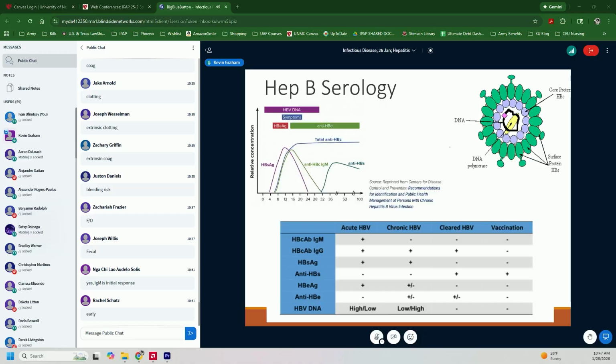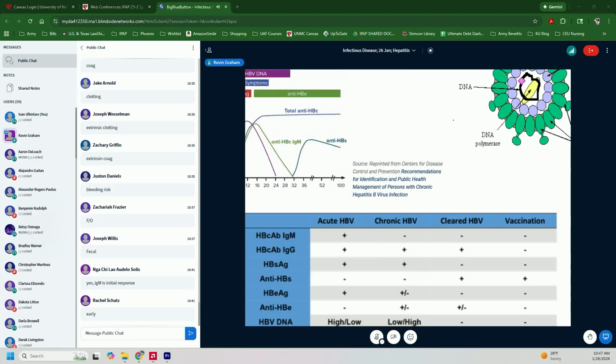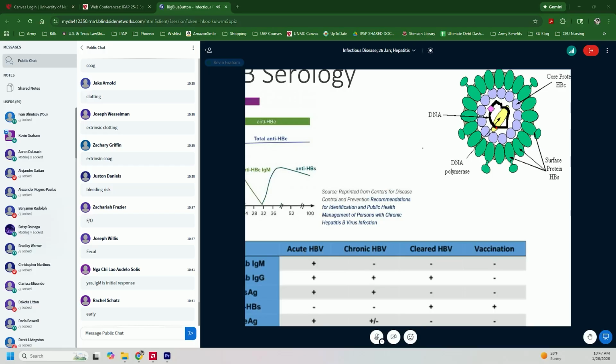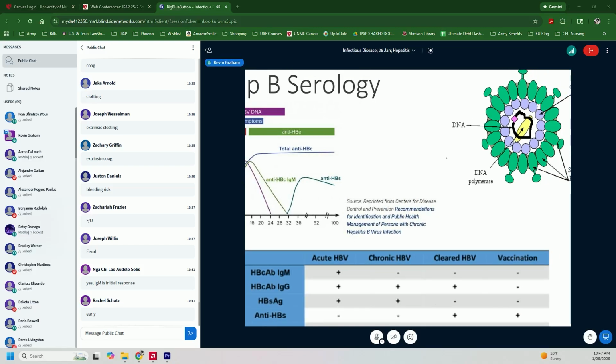I'm going to zoom in. I want to look at this part here. Trying to get to the top right here. Okay.